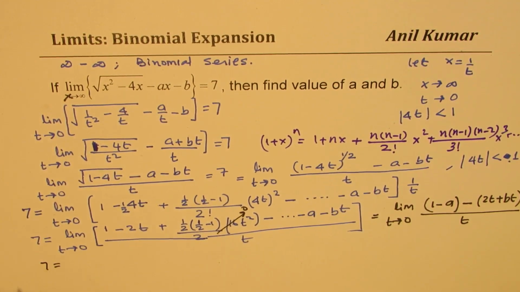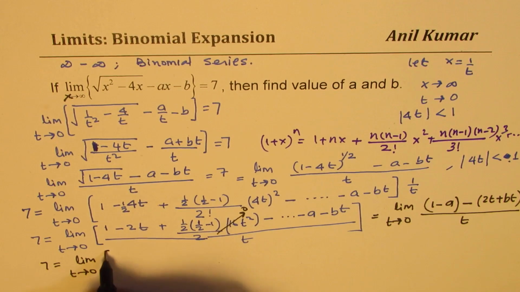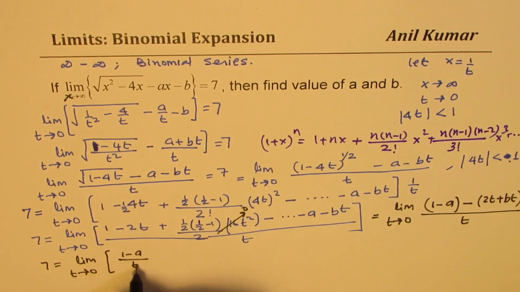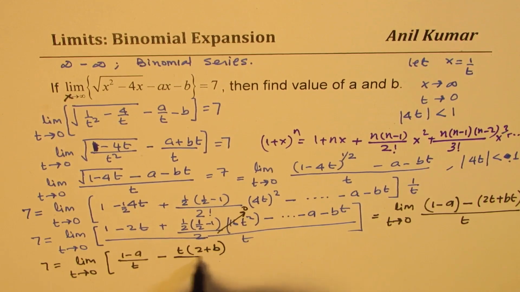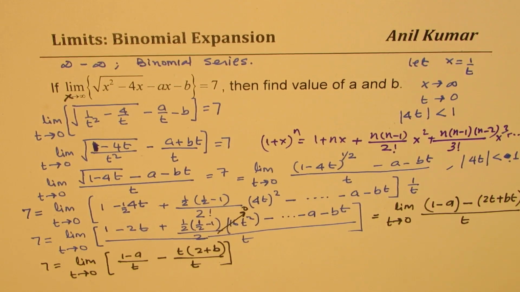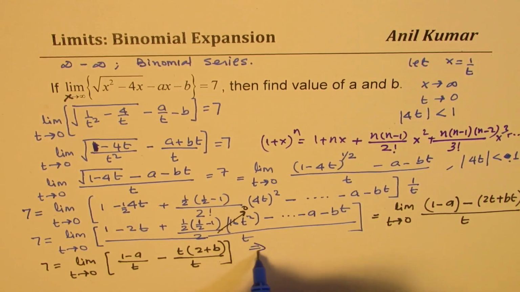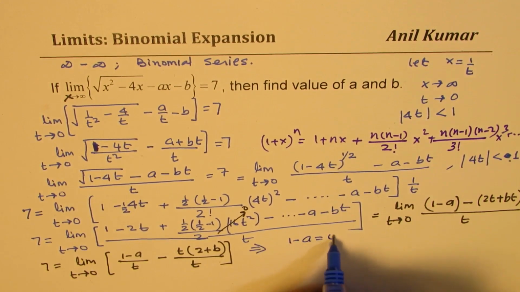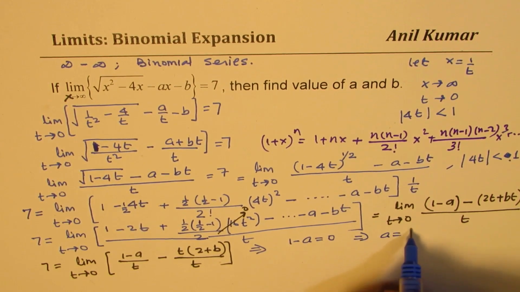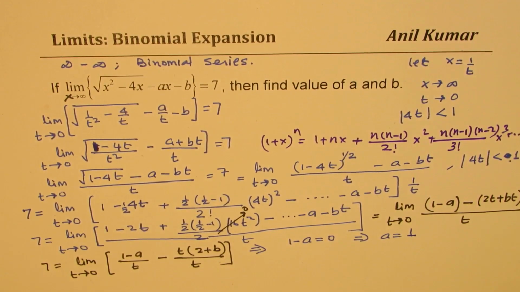So let me rewrite this as 7 equals limit t approaches 0. The first term is 1 minus a over t. The other term, I could write this as minus t common, 2 plus b, over t, right. Now to have a limit in this particular case, 1 minus a should be equal to 0, which gives you a equal to 1, right?